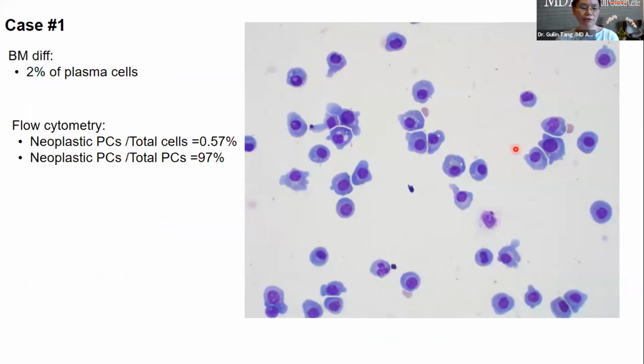And then I'll give you one example we did. This patient has 2% plasma cells in the bone marrow by diff, and by flow cytometry the neoplastic cells are just 0.57%. It's quite low. But you can see after the enrichment, it's really, really pure plasma cells.